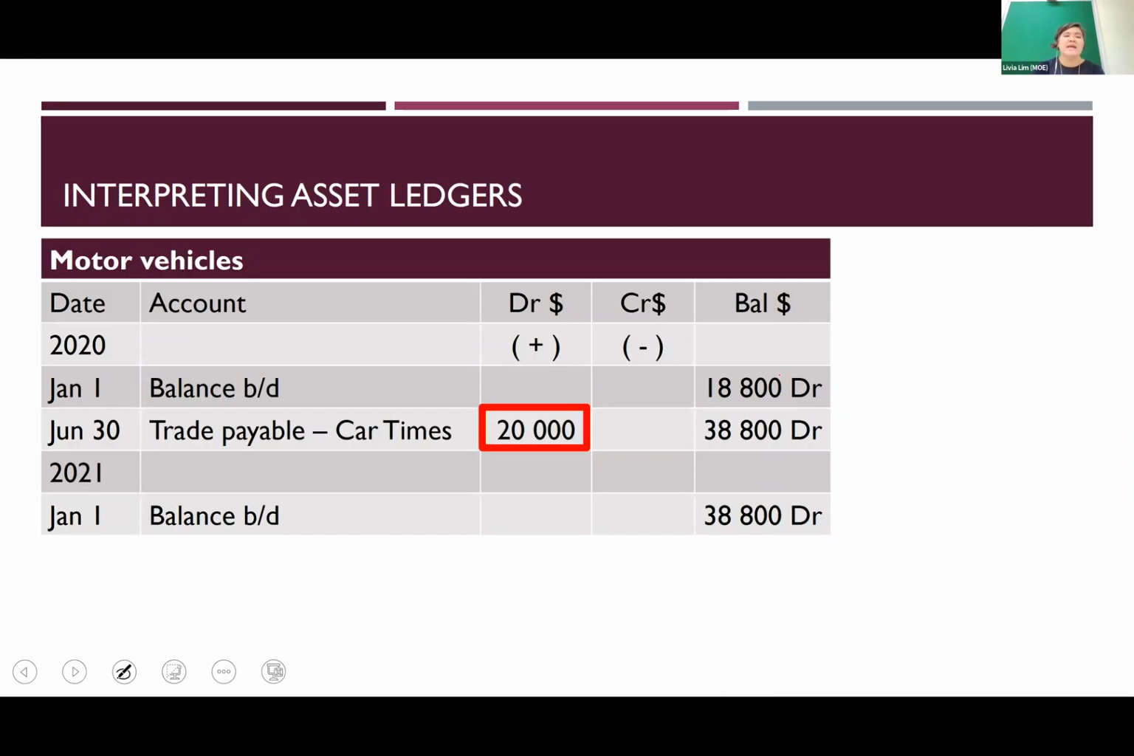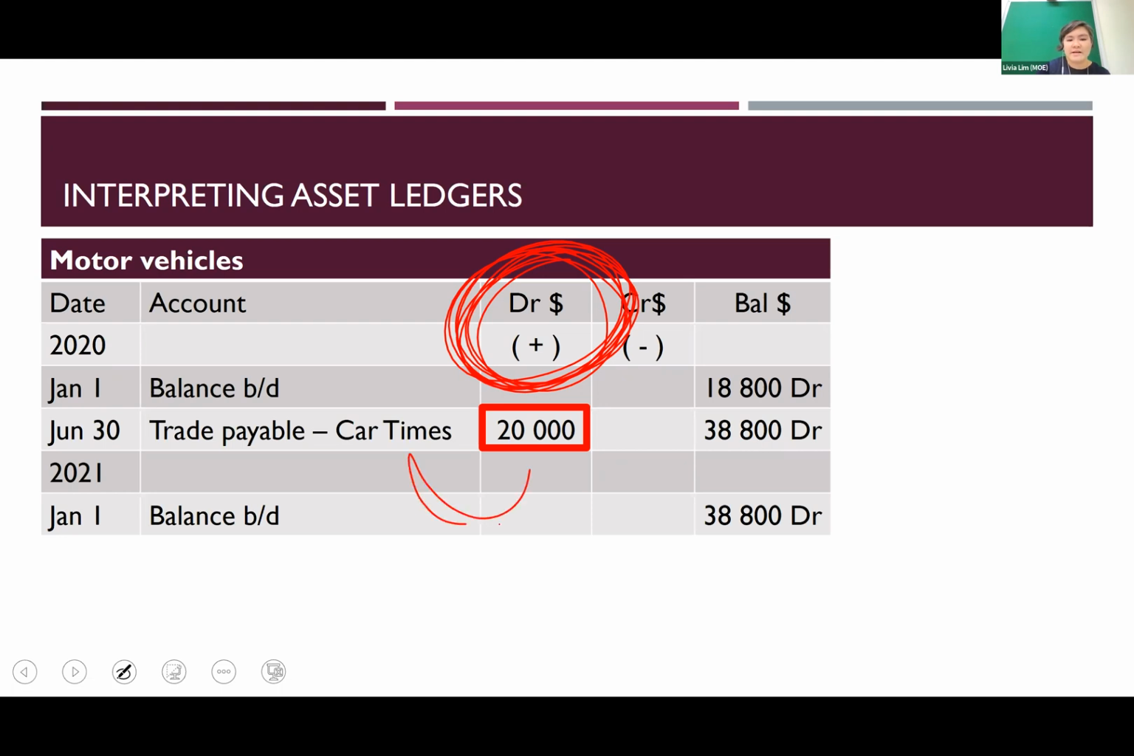All right. And if you had an NCA ledger, in this case, it's motor vehicle, and it looks something like this, how would you describe it? You can take 10 seconds to pause me and write down your answers and see whether you got it right. All right. So your 10 seconds are up, I think. You pause yourself, okay? So in this case, your motor vehicle has increased by $20,000 on June 30th.